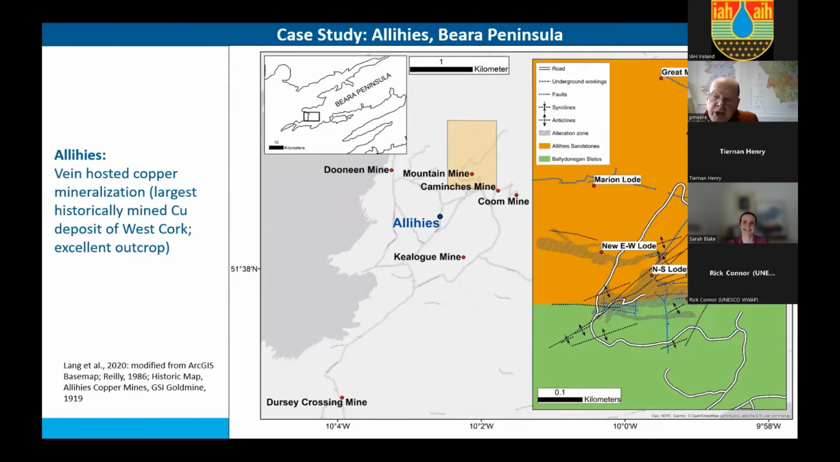And the shaded area here are the lodes as they're described here, but these are large quartz vein systems that were the focus for the mineralization. Traditionally and historically, we've got the main Mountain Mine lode here at the boundary between these two units. We've got a north-south lode and an east-west lode above that, but we'll come back to that in a minute.